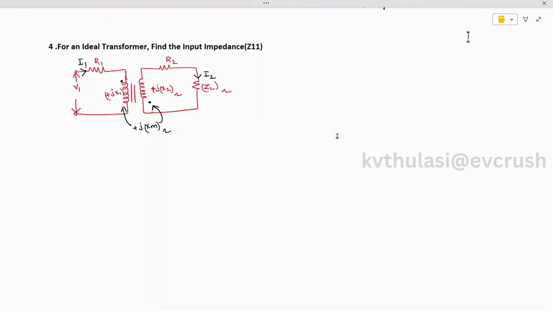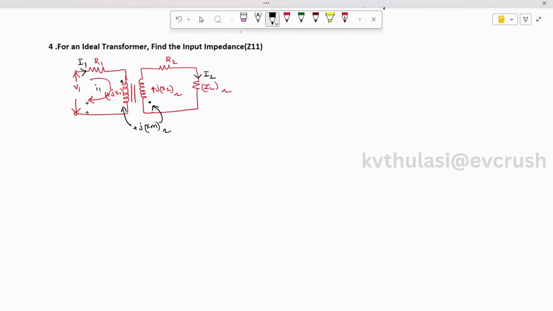Today we are going to find the input impedance for this ideal transformer, which has a primary winding as well as a secondary winding, connected with the load impedance ZL. Here the current flows in this direction as I1, and the current which flows in this direction is I2. These two windings are isolated, but they are coupled with the mutual reactance jXM. So let's try to do it.